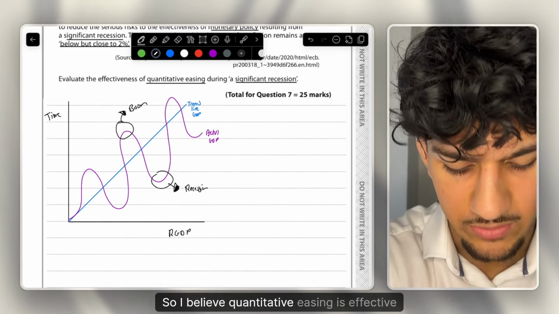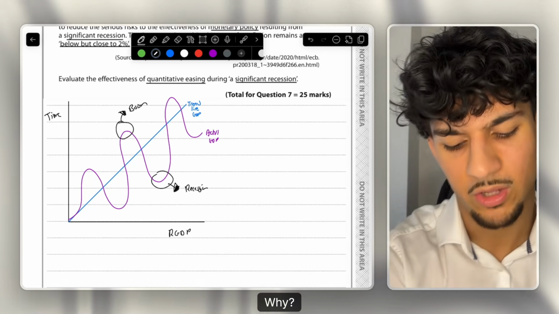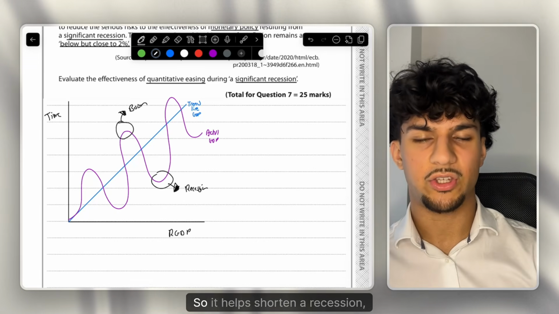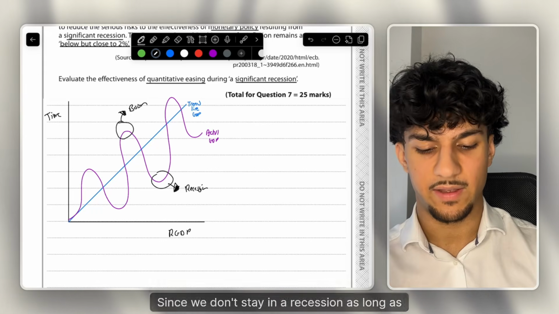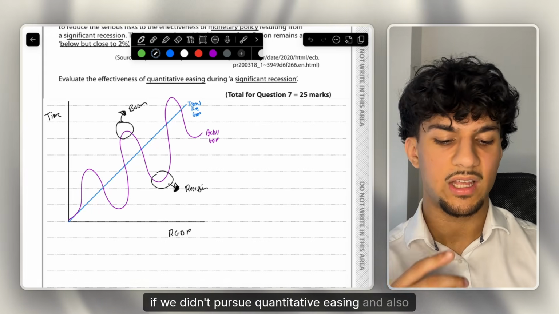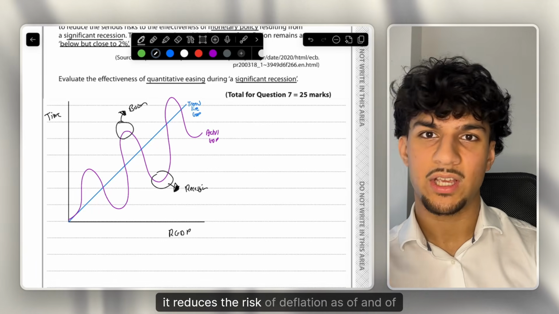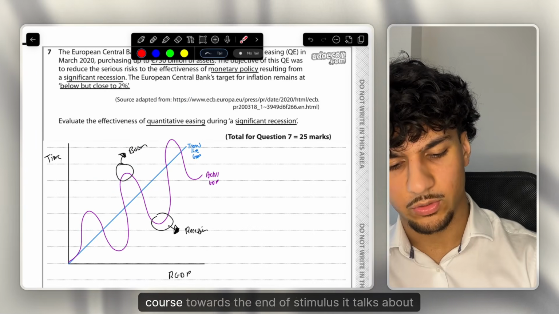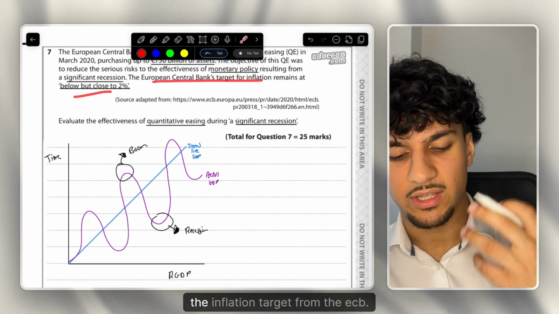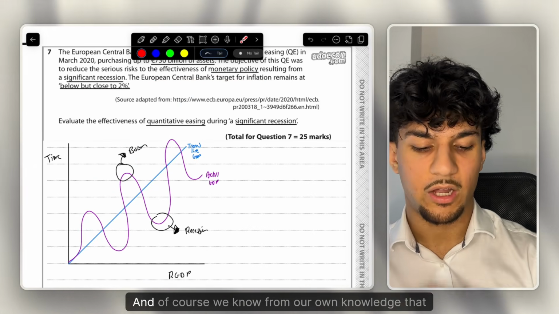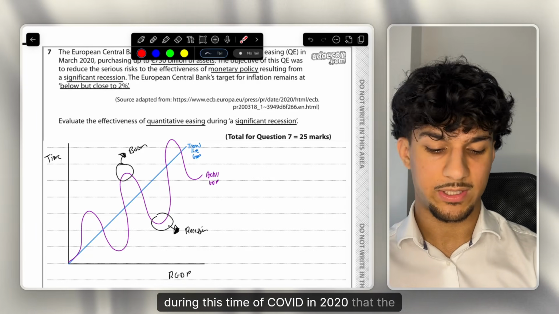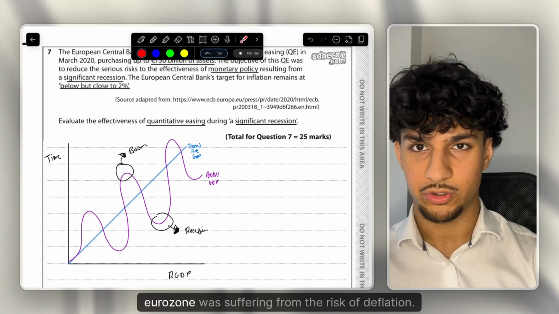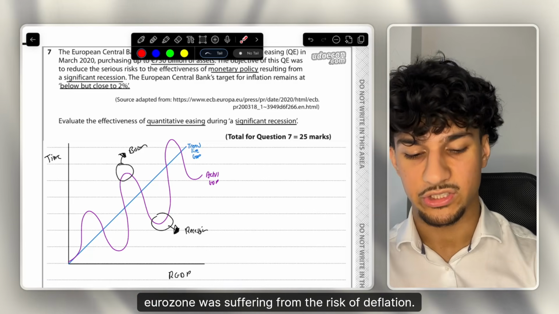So I believe quantitative easing is effective during recession. Why? How does quantitative easing help a recession? So it helps shorten a recession, doesn't it? Since we don't stay in a recession as long as if we didn't pursue quantitative easing. And also it reduces the risk of deflation. And of course, towards the end of stimulus, it talks about the inflation target from the ECB. And of course, we know from our own knowledge that during this time of COVID in 2020, the Eurozone was suffering from the risk of deflation. So now that's my point.